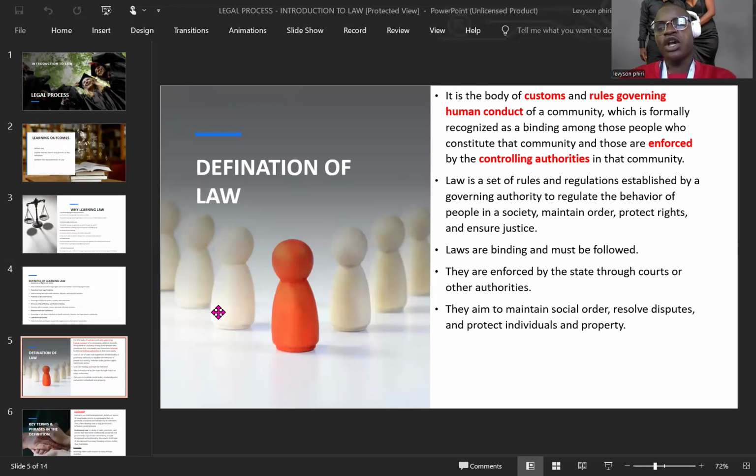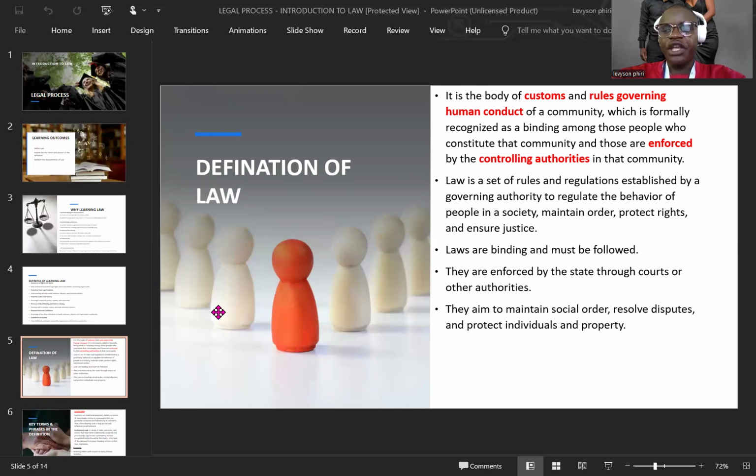Or we can say law is a set of rules and regulations established by a governing authority to regulate the behavior of people in a society. Why are we doing that? To maintain order, protect rights, and ensure justice is preserved. Justice is preserved in the society, or in a state, or where you're coming from, like in your family. That's what we simply mean.